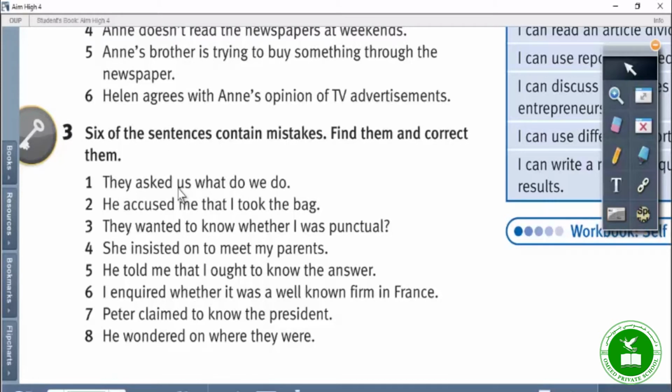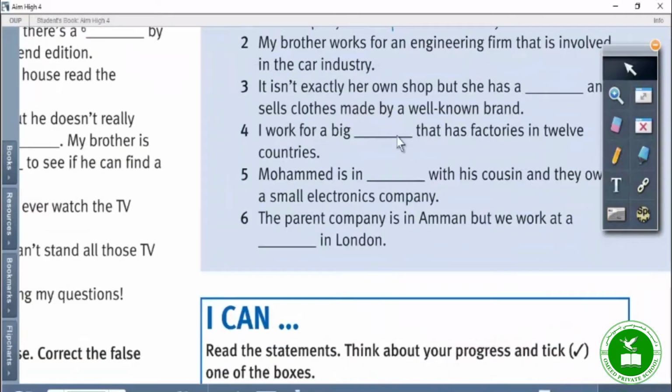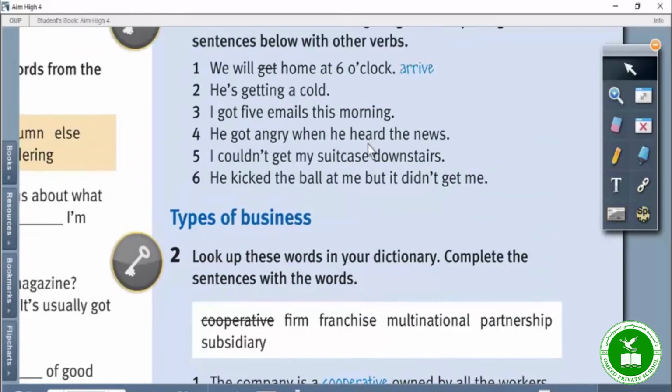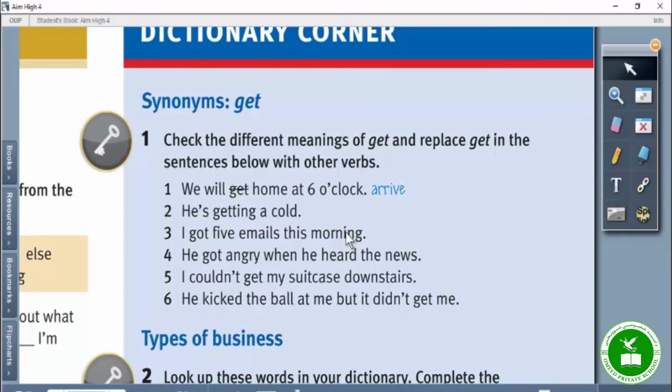Thank you. And let's do number 5 as an example. He told me what I ought to know the answer. What do you think? Is it correct? Yeah. Its grammatical structure and its format, everything is correct. So number 5 is correct. Others are your homework. Let's continue with the next part, and as you know, in every unit we have a dictionary corner part, and it's synonyms of get. As you know, get has many meanings inside the sentences.